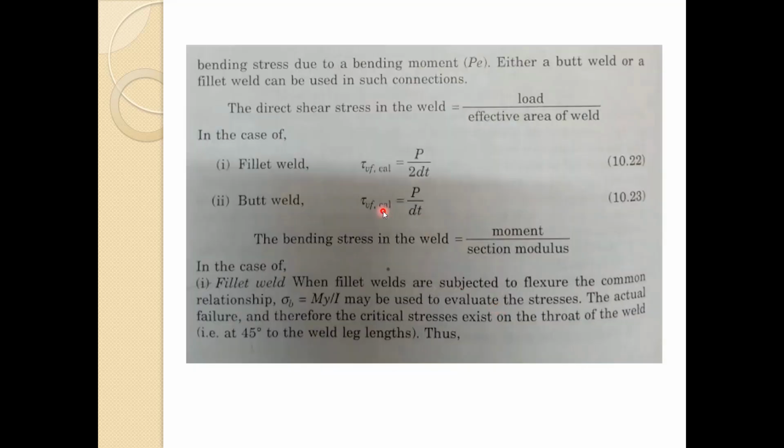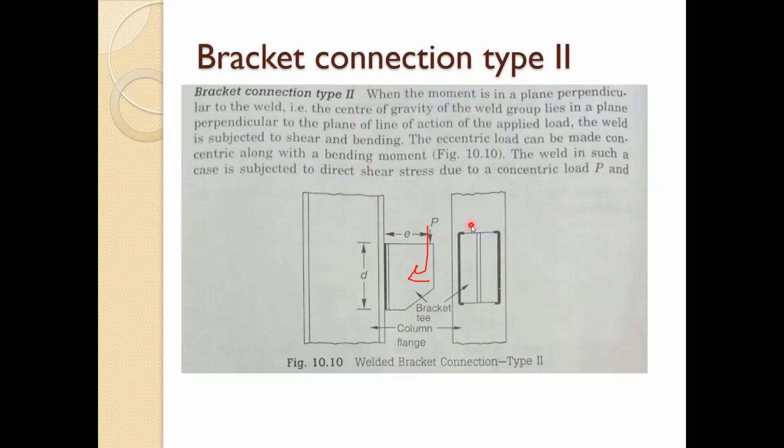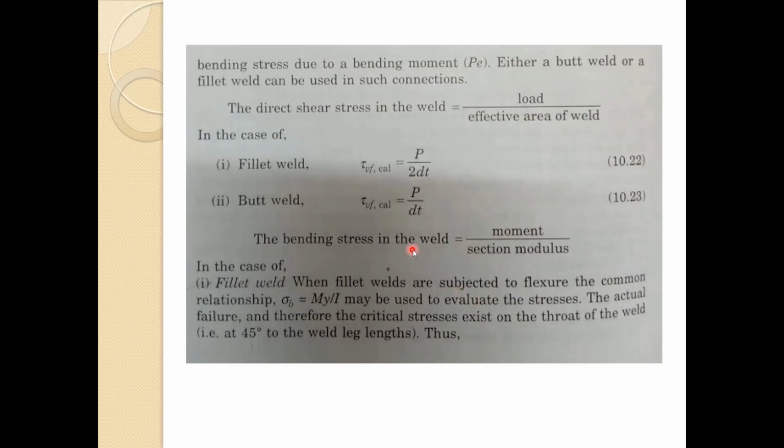And in case of butt weld, tau we have calculated is P divided by dt. In case of butt weld, the weld is somewhat like this. It is behind this bracket and it plays the role of part of this bracket. So it should be behind and it has a thickness same as this bracket. And the bending stress in the weld, that is moment divided by section modulus.